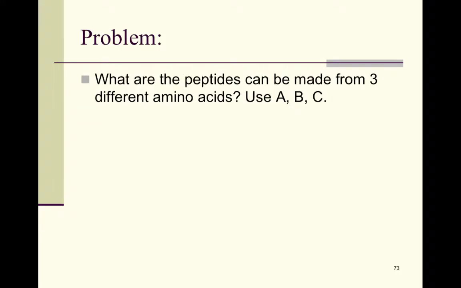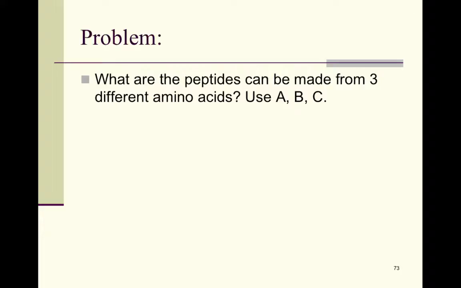What are the peptides that can be made from 3 different amino acids, or how many? The easiest way to do this is to actually break it down into A, B, and C. A lot of times when you're given this question, you'll be given the actual name of the amino acids. But let's break it down to just thinking about this logically.